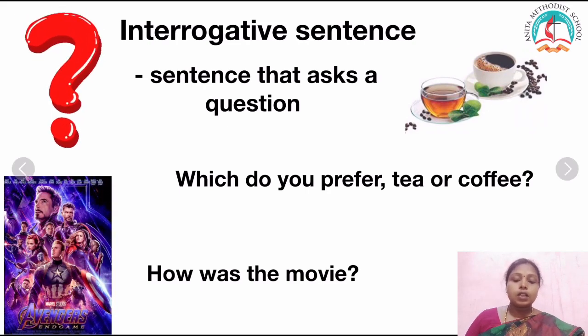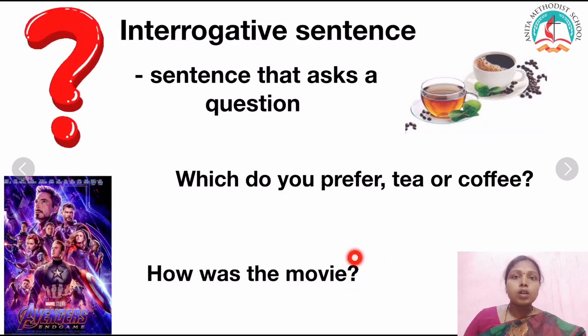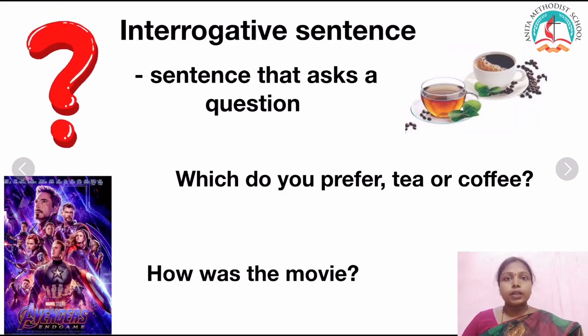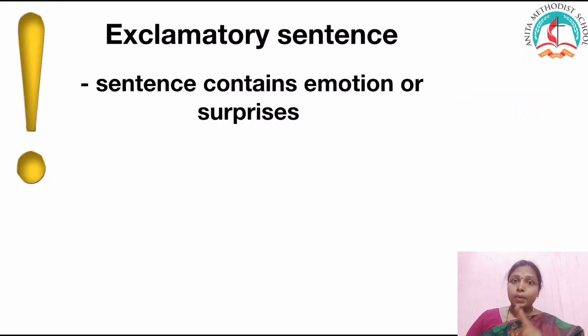Now let's see the second example. How was the movie? Can you see this sentence also ends with a question mark? So the sentence which asks you a question and also ends with a question mark is called an interrogative sentence. So how many sentence types did we see? Declarative and interrogative. Now let's move on to the third type, the exclamatory sentence.